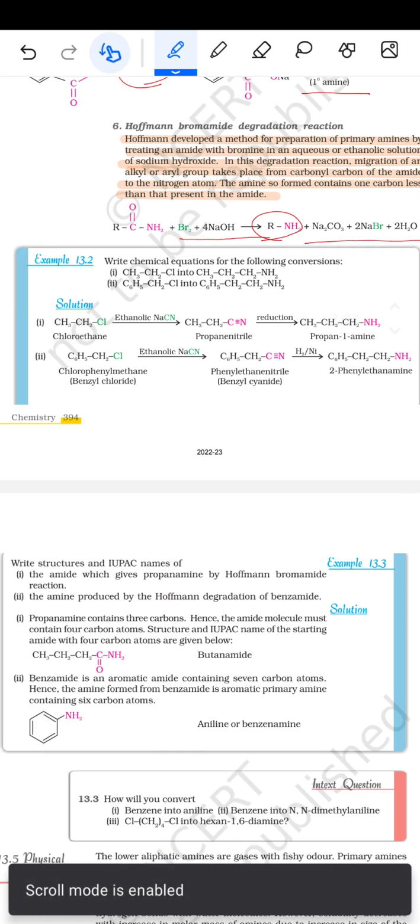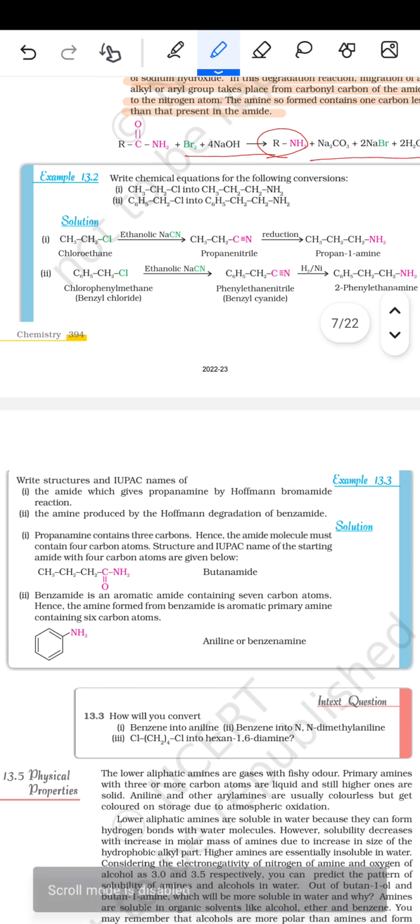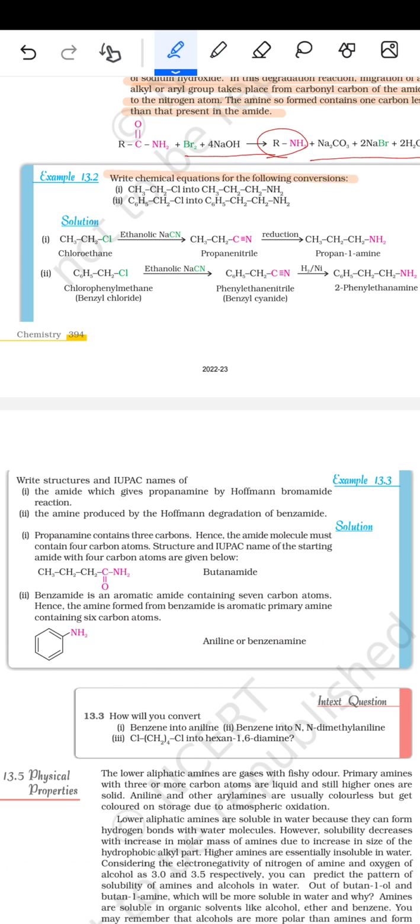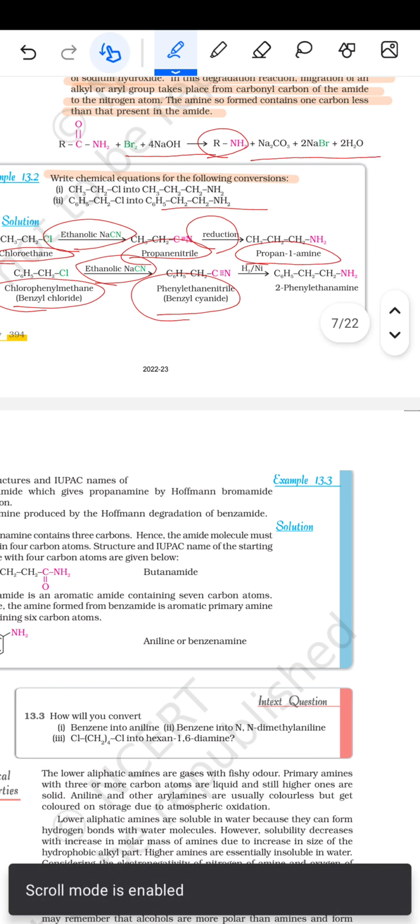फिर कहते हैं कि राइट द केमिकल इक्वेशन फॉर द फॉलोइंग कन्वर्जन. पहला CH3CH2Cl इंटू CH3CH2CH2NH2 और फिर C6H5CH2Cl को C6H5CH2CH2NH2 में बनाना है. तो क्लोरो इथेन दिया हुआ है, इसको इथेनॉलिक NaCN में डालें तो प्रोपेन नाइट्राइल बन गया. फिर रिडक्शन किए तो प्रोपेन-1-अमाइन बन गया. फिर क्लोरोफिनाइल मिथेन, बेंजाइल क्लोराइड को इथेनॉलिक NaCN में किए तो फिनाइल इथेन नाइट्राइल, बेंजाइल सायनाइड बन गया और फिर इससे 2-फिनाइल इथेन अमाइन बन गया.